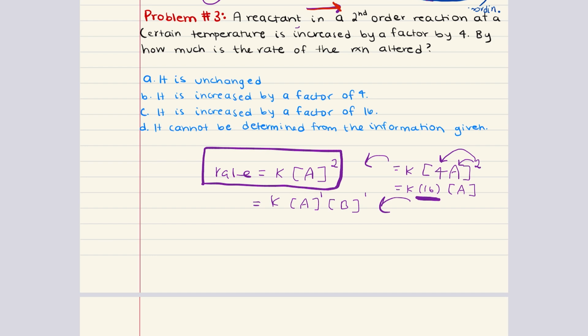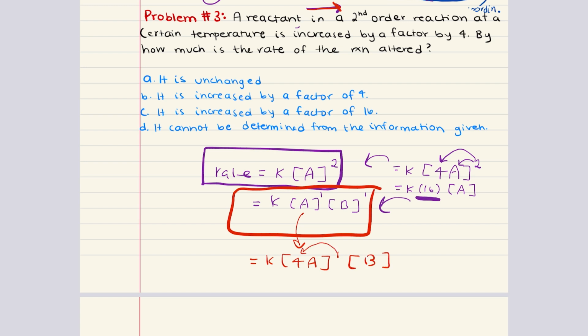Now, what if it was first order with respect to this reactant and first order with respect to another reactant, so this scenario instead? What would happen if we increase the concentration of reactant A by a factor of 4? In this case, we can go ahead and fill this in as so. Now this 4 gets distributed to everything inside here, and that would give us K multiplied by 4 multiplied by the concentration of A to the power 1, B to the power 1. All right. In this case, the reaction rate would be affected by a factor of 4.